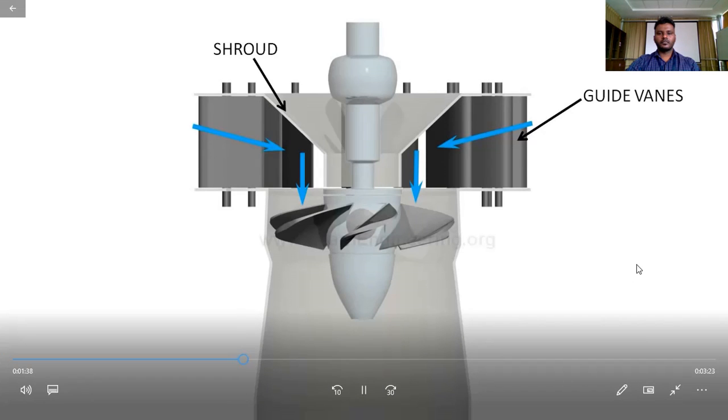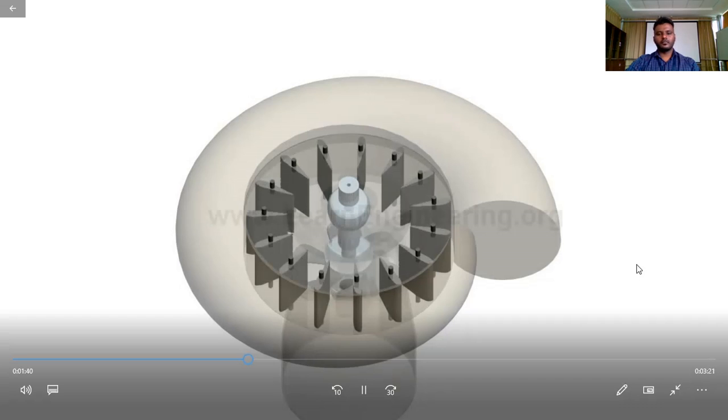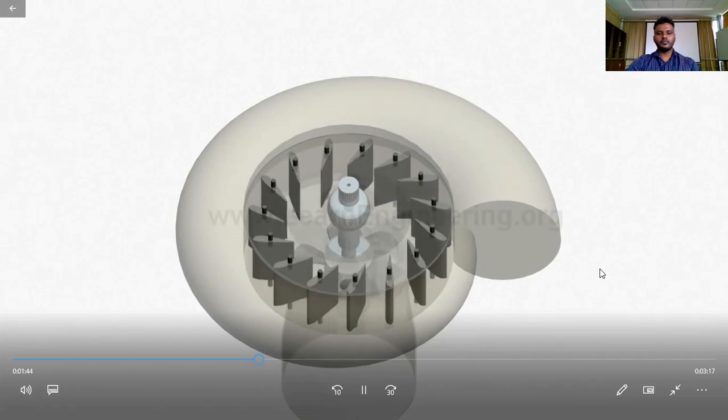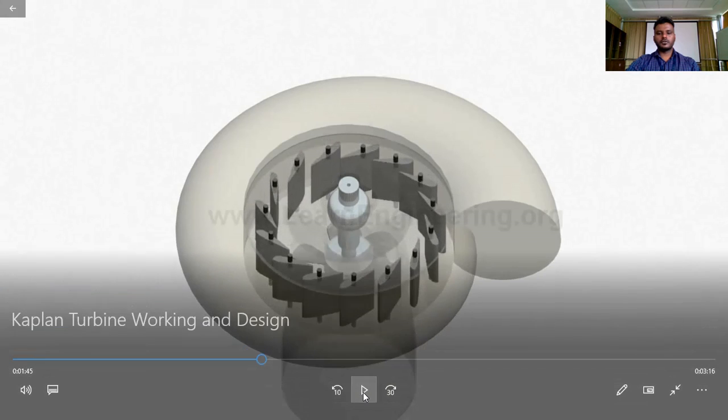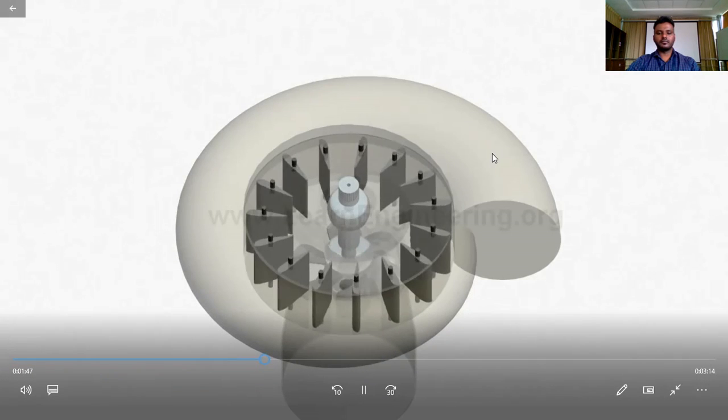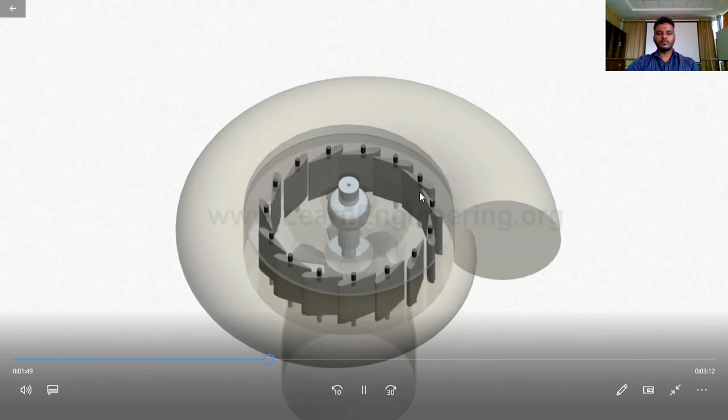Power demand may fluctuate over time. A governing mechanism, which controls the position of the guide vanes, is used to control the water flow rate. As you can see in this visualization, now it completely closes up the entry of water. That means it allows only the minimum flow rate into the runner blade, depending on the flow rate. This can meet varying power demand.